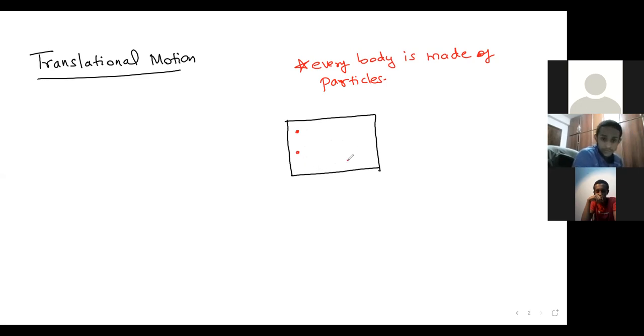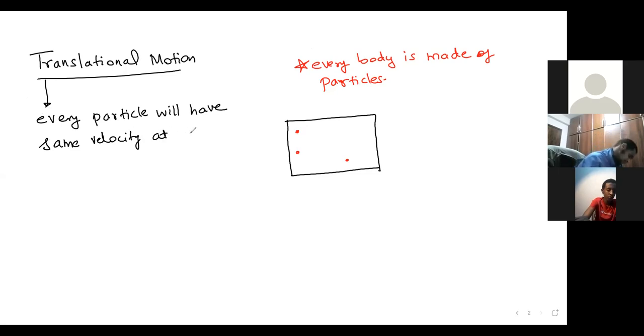That's how it is. Okay, so what is the meaning of translational motion? In translational motion, try to understand the definition. In translational motion, every particle will have the same velocity at every instant. Are you guys able to understand the meaning of this? Every particle will have the same velocity at every moment. Now, what does that mean? Let us try to understand.